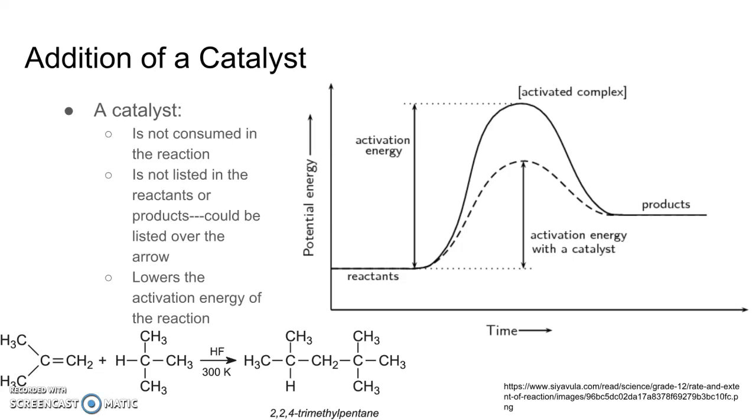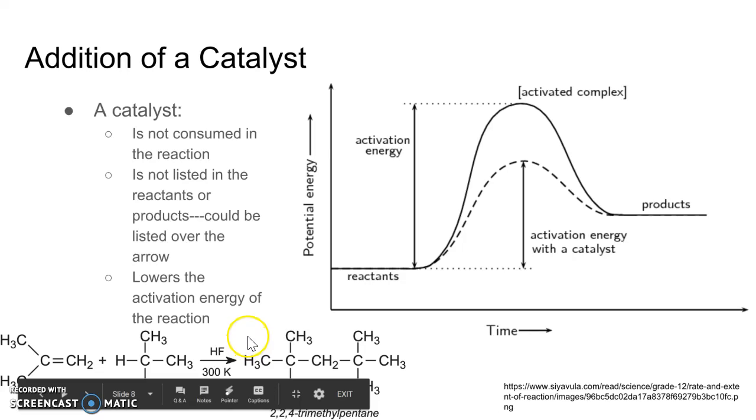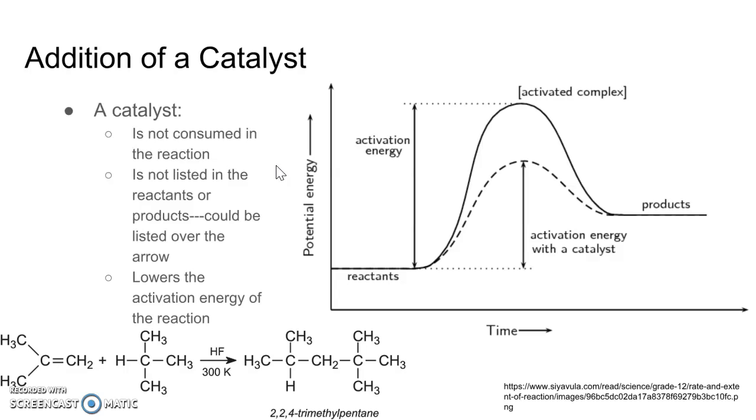It's not consumed in the reaction, and it's not listed in the reactants or the products. Usually if we're talking about a catalyst, it'd be kind of like what's down here, where if I'm looking down here in this equation, you can see that over the arrow it has HF, and then under the arrow it actually has 300 Kelvin. That's telling you a little bit about the reaction conditions of this particular one. What it's really saying is that the HF was used as a catalyst, and 300 Kelvin is just another way of measuring temperature. So just keep that in mind.